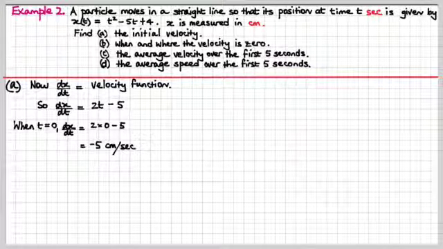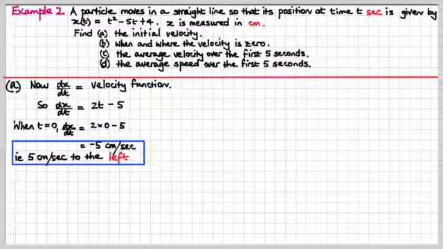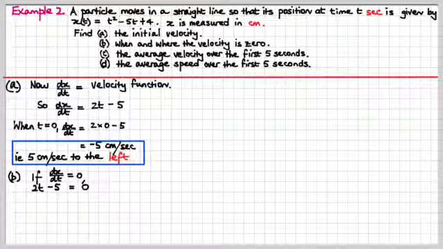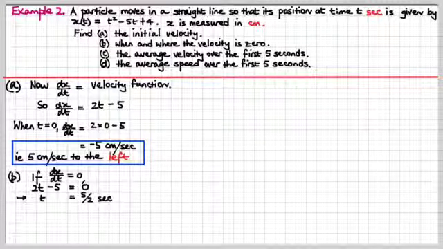Minus 5, that means it's going at 5 centimetres per second to the left. Yes? Very excellent. Let's do B now. When and where is the velocity 0? Well, we know that that's what we've got to do: dx by dt equals 0. Therefore, 2t minus 5 equals 0. Therefore, t equals 5 over 2.